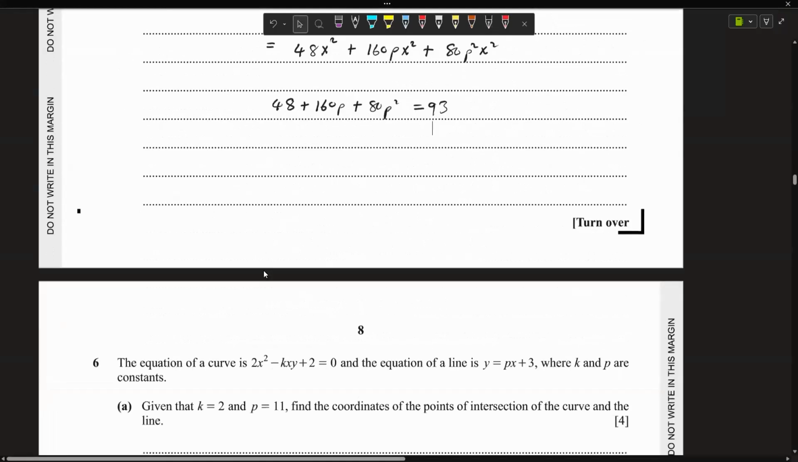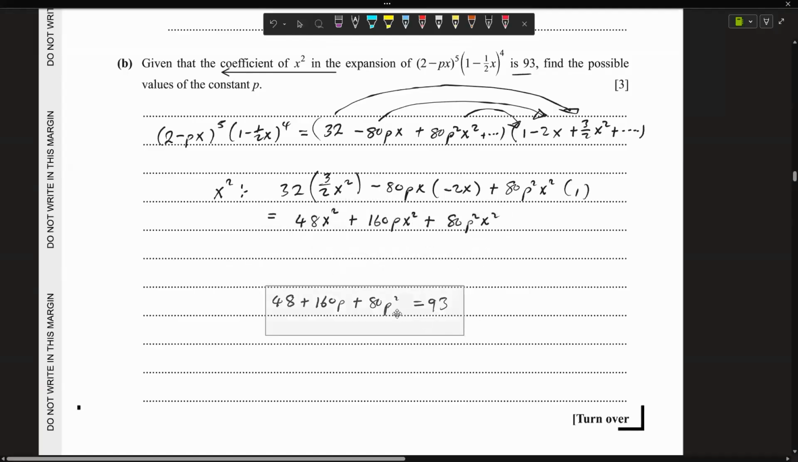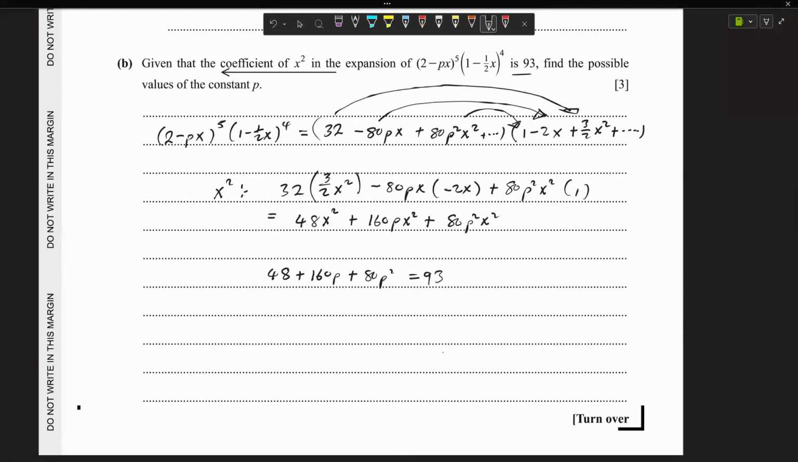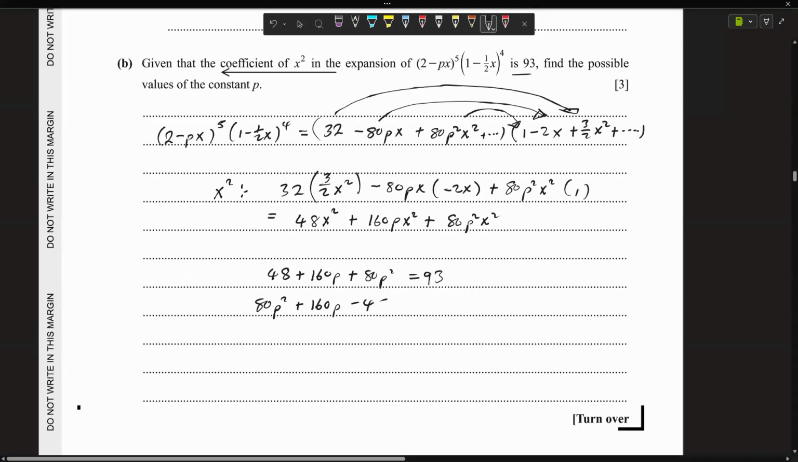All right, so I think we need a bit of space, so let's just make up space. Okay, let's see if this will help. So that's like 80p squared plus 160p, and 48 minus 93 gives us negative 45. So we have minus 45 equal to 0. All of them are divisible by 5, aren't they? So that's going to be 5, 16p squared.